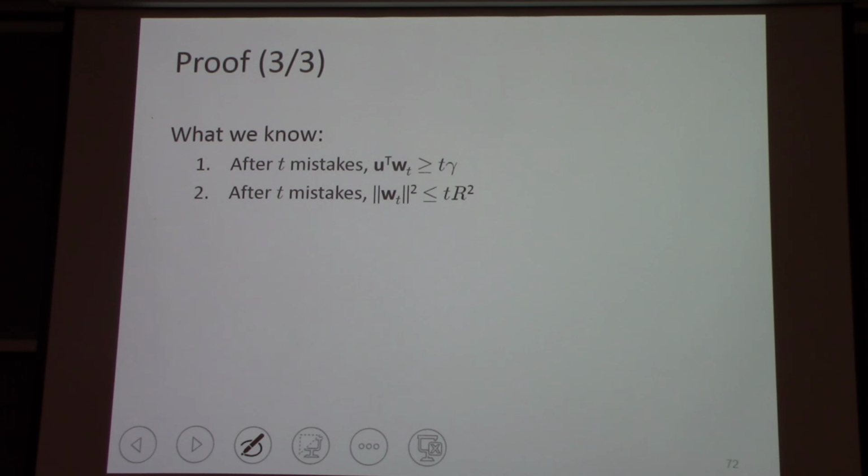So let's start piling them together. First, let's write down the second thing. I've just taken the square root everywhere. So R times the square root of t is greater than the norm of the weight vector. No surprises here. This is the same as this.